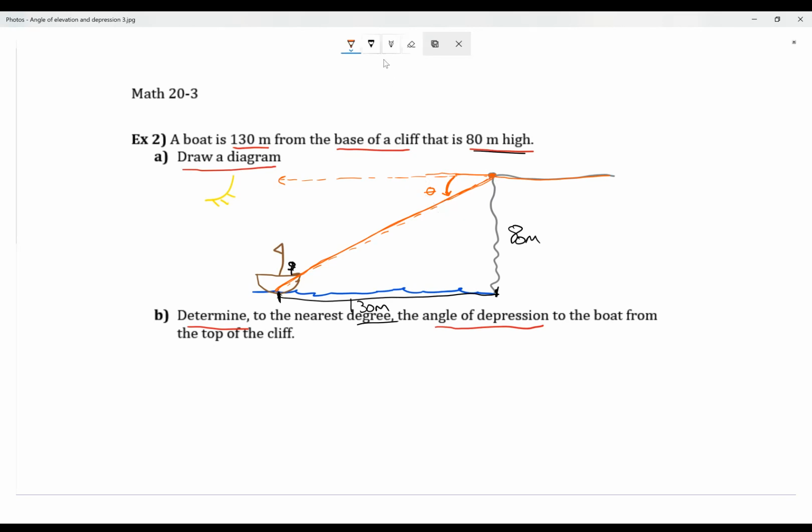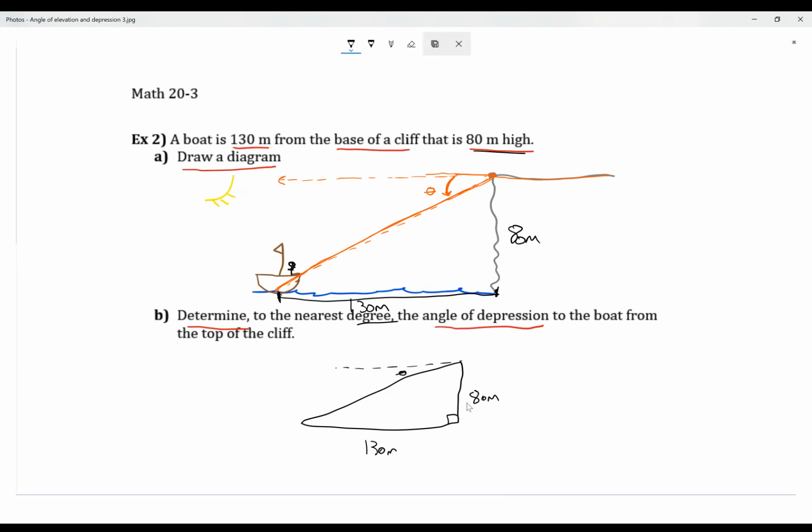Well, the question is, how do we find that angle? Let's draw a real quick version of the triangle that we've made here. This is my 90-degree angle. I know this is 80 meters. This is 130 meters. And the angle that I'm trying to find is actually this angle right here.